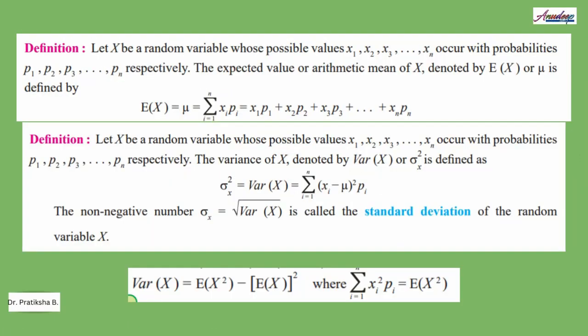The mean of random variable x is defined as the summation of xi pi. That is the product of the values taken by x and the corresponding value of its probability. And variance is denoted by the summation of xi square pi minus the expected value of x, the whole square. So when you have the value of variance, you can obtain the standard deviation, which is the square root of variance.